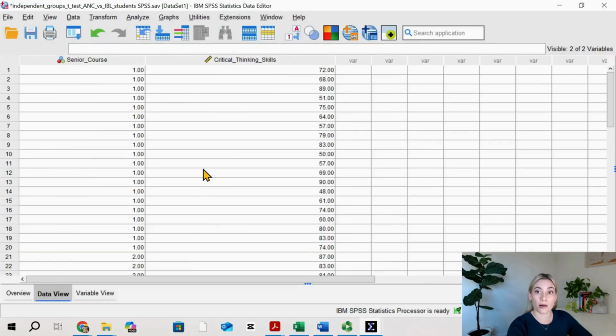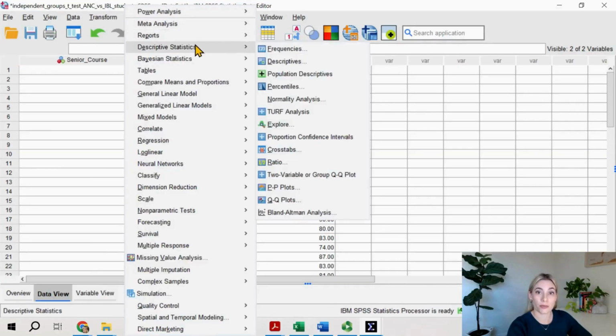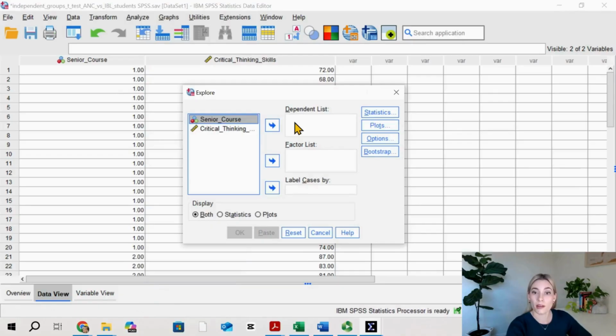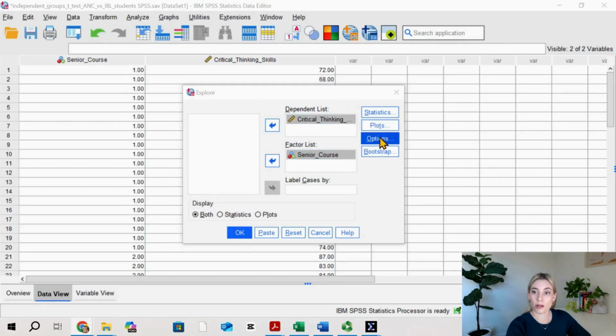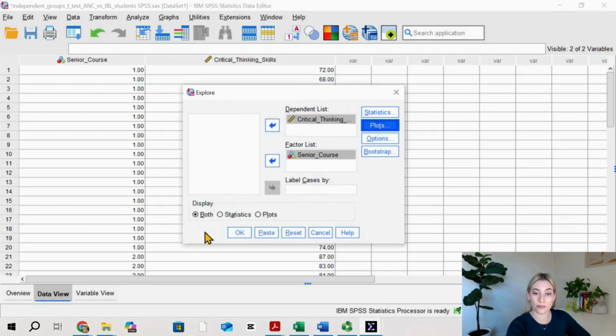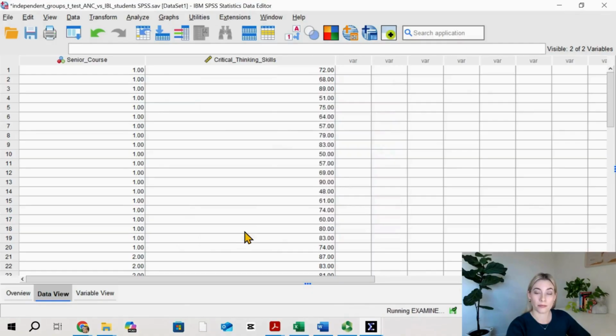Before we can run our independent samples t-test, we need to run some assumptions testing. To do this, we go to Analyze, Descriptive Statistics, and then Explore. Here we move our dependent variable critical thinking skills into the dependent list and senior course into the factor list. If we go to plots, we want to click normality plot with tests, continue. Okay. We can then run our main analysis, which also contains our homogeneity of variance assumption testing.